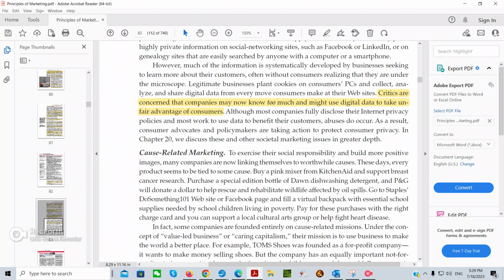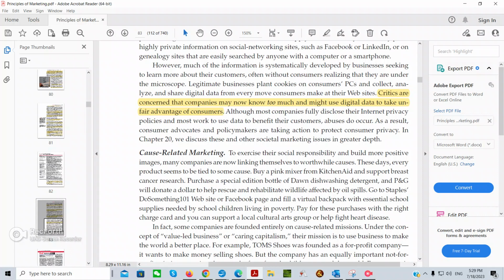Although most companies fully disclose their internet privacy policies and most work to use data to benefit their customers, abuses do occur. As a result, consumer advocates and policymakers are taking action to protect consumer privacy. In Chapter 20, we discuss these and other social marketing issues in greater depth, which is what I'm going to be soon talking to one of my students about.